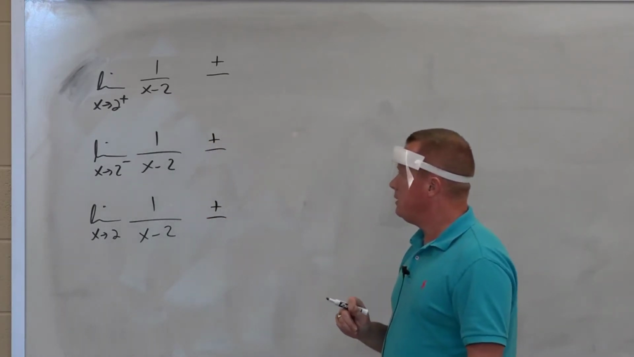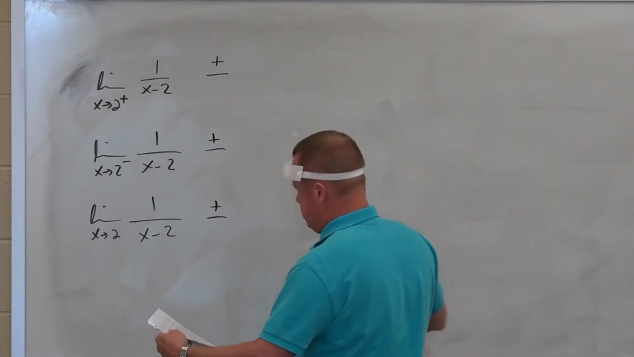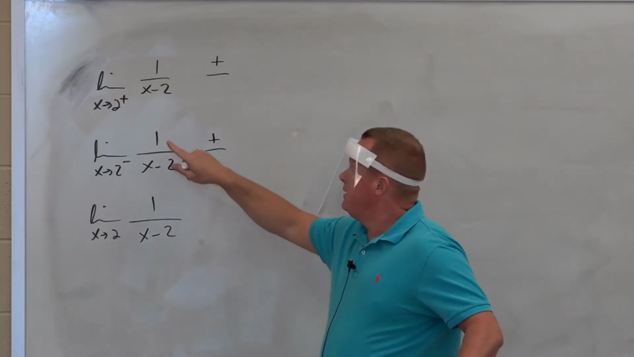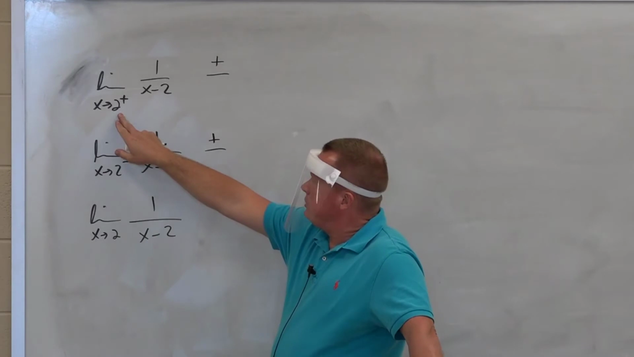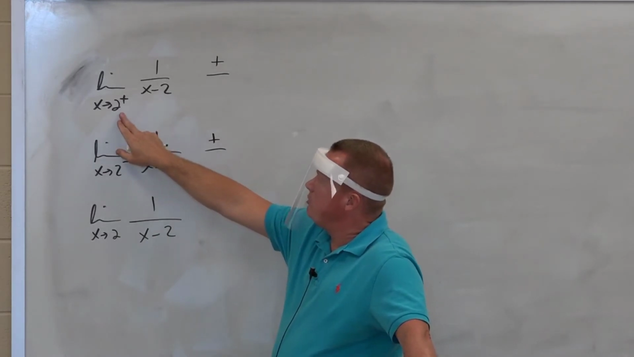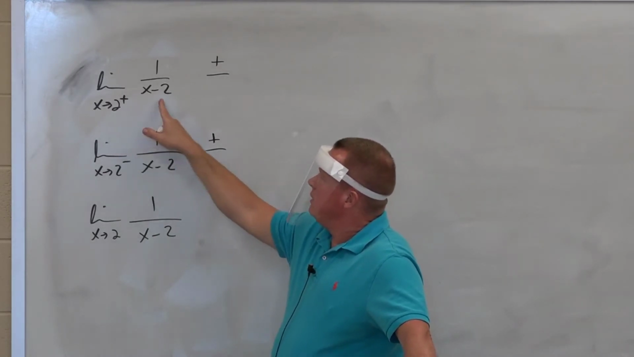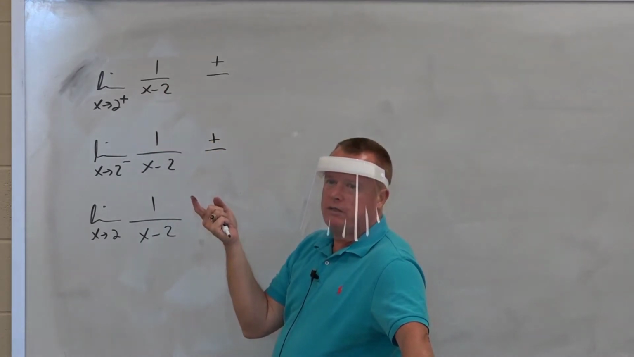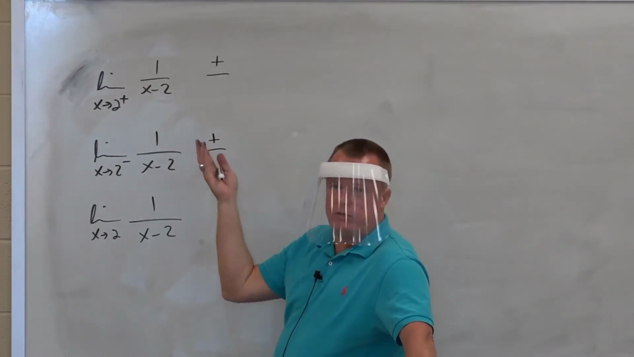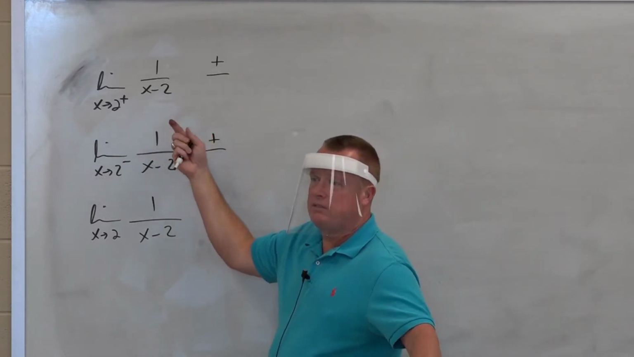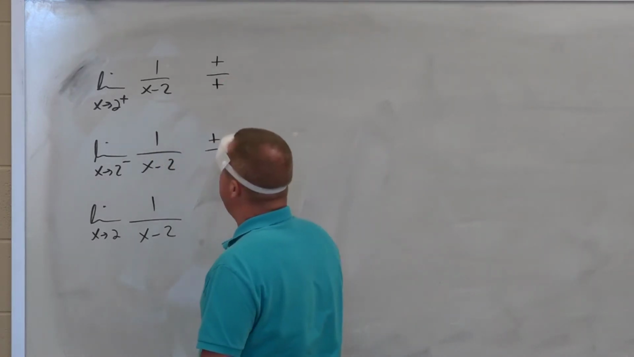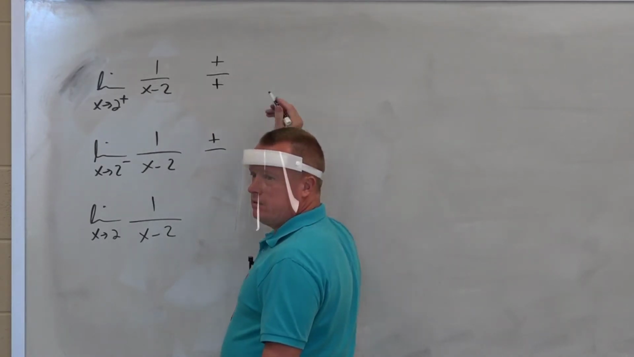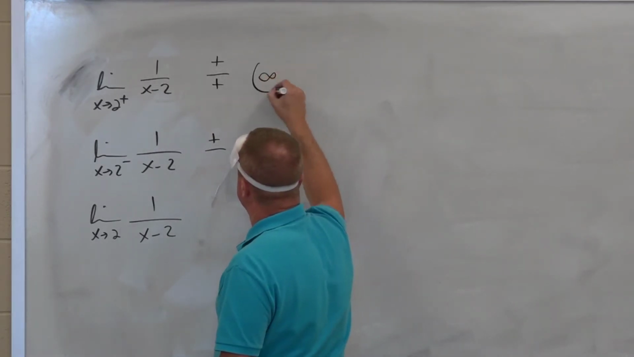So I'm just going to go ahead and put positive on the top of all those. Actually, this one, let's not do this one yet. Okay, just those two from each side. Now notice as this bottom approaches 2 from the right, would this bottom be positive or negative? Positive. If you think about 3, 3 minus 2 is positive. All right. So this would be approaching what then? Positive over positive, positive infinity.